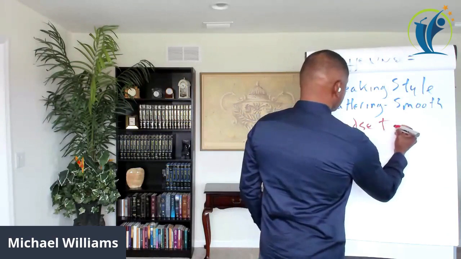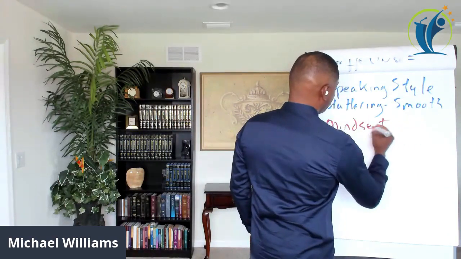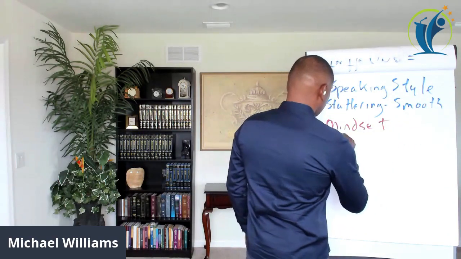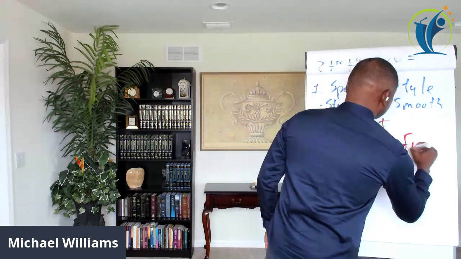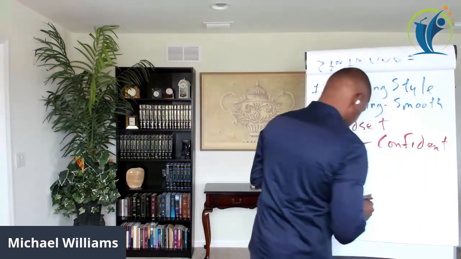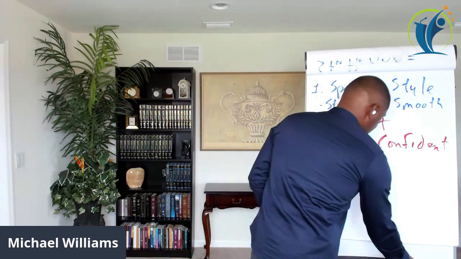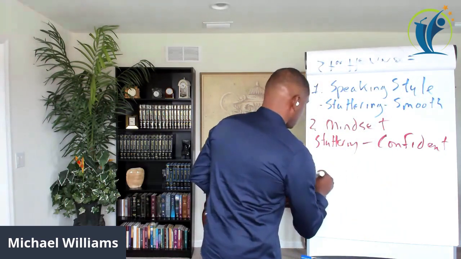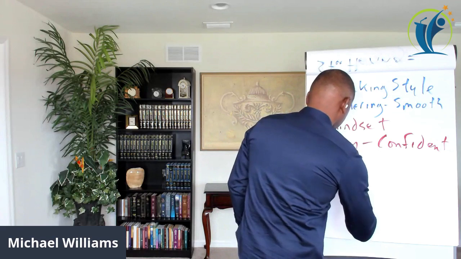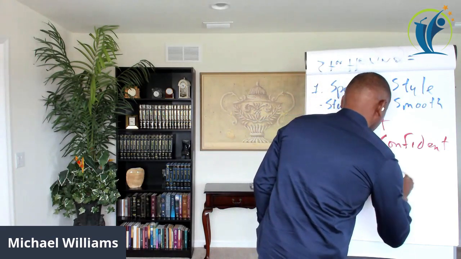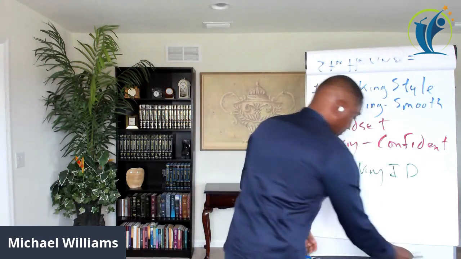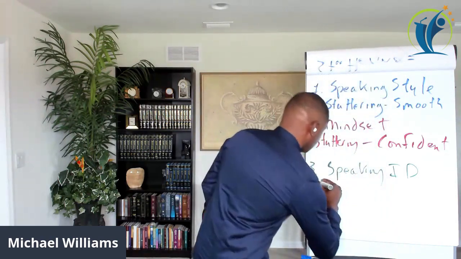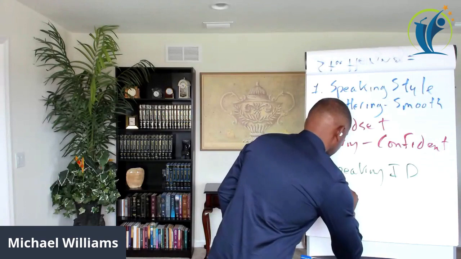So the second thing that we're going to transform is your mindset, from what we might call a stuttering mindset to a confident mindset. All right. And then the last one here is your speaking identity. I'm just going to abbreviate it. Speaking identity. And again, it's going to go from a stuttering speaking identity.